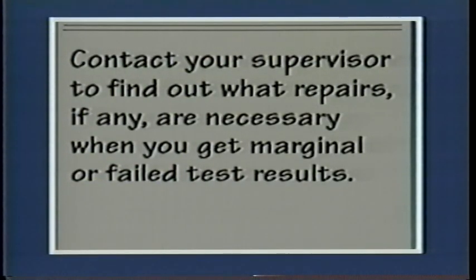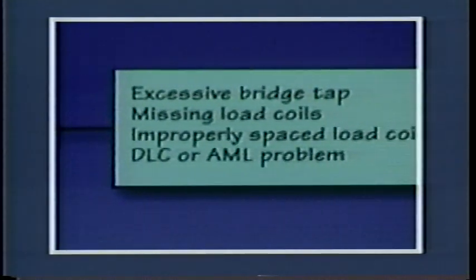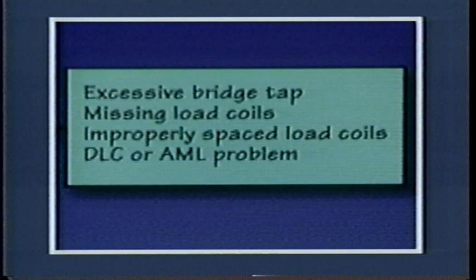As mentioned, based on the test results, various problems can be diagnosed and corrected. Let's take a look at some test results and the potential problems. After the tests are complete, the only unacceptable reading is the 2-wire loss. The potential problems for this indication are excessive bridge tap, missing load coils or improperly spaced load coils, or digital loop carrier or AML problems.